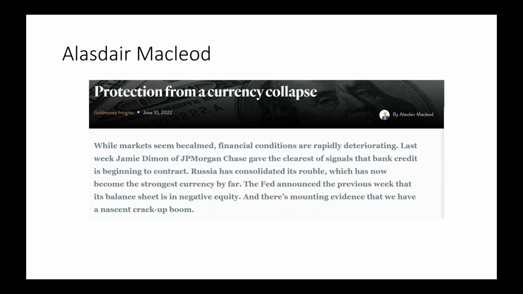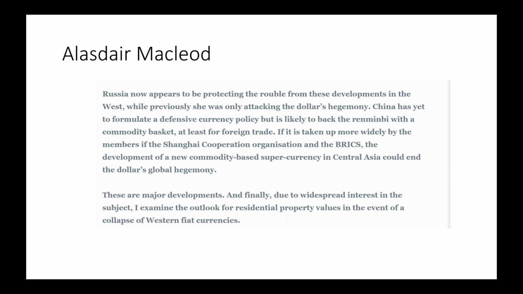Russia has consolidated its ruble, which has now become the strongest currency by far, backed by gold. The Fed announced the previous week that its balance sheet is in negative equity, and there's mounting evidence that we have a nascent crack-up boom, an emerging crack-up boom. Russia now appears to be protecting the ruble from these developments in the West, while previously she was only attacking the dollar's hegemony. China has yet to formulate a defensive currency policy, but it is likely to back the renminbi with a commodity basket, at least for foreign trade.